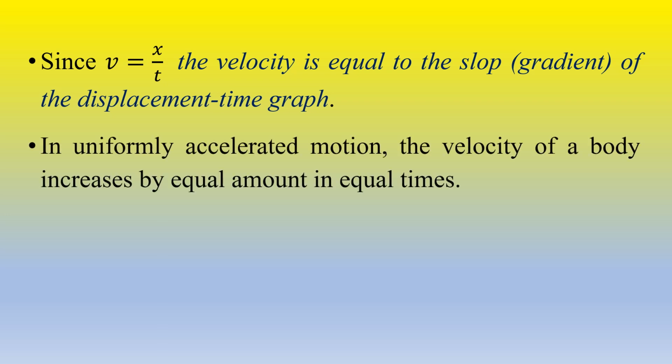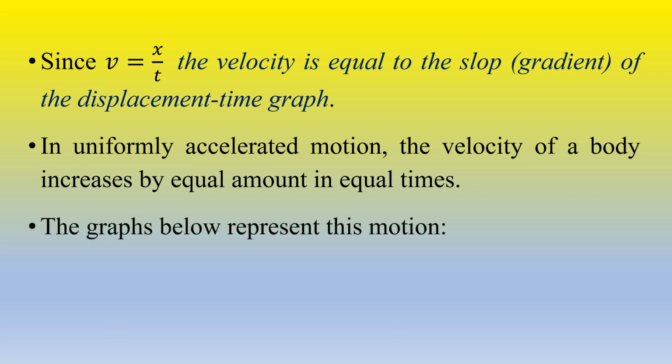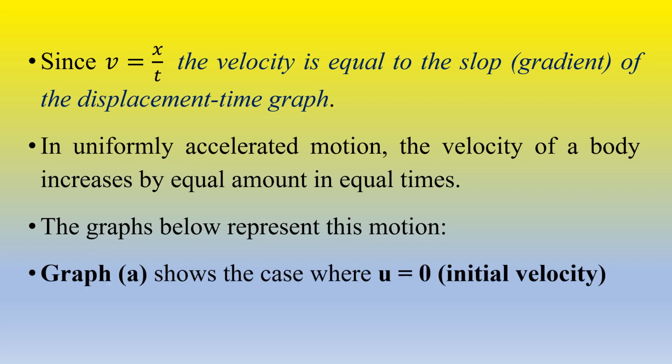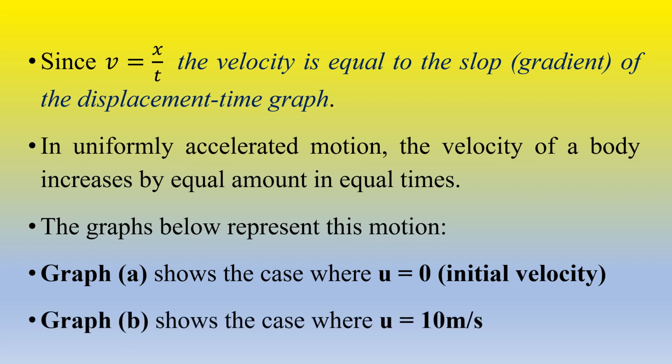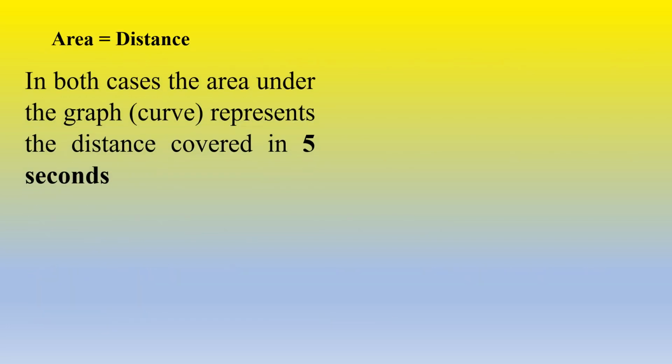In uniformly accelerated motion, the velocity of a body increases by equal amounts in equal times. The graphs below represent this motion. Graph A shows the case where u, the initial velocity, equals 0. Graph B shows the case where u equals 10 meters per second. Area equals distance. In both cases, the area under the graph represents the distance covered in 5 seconds.